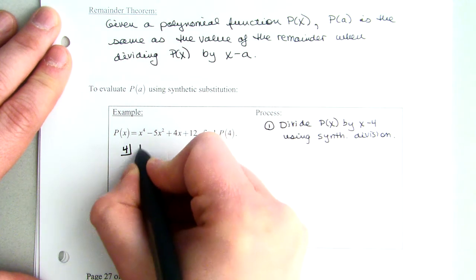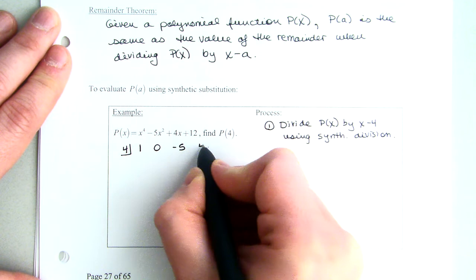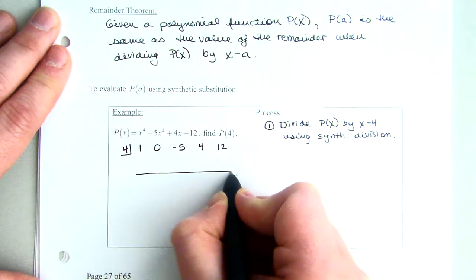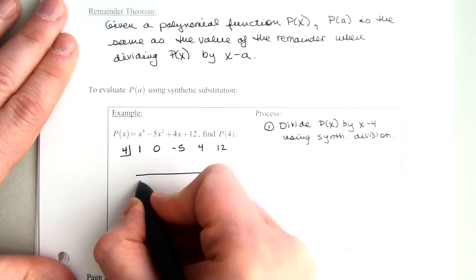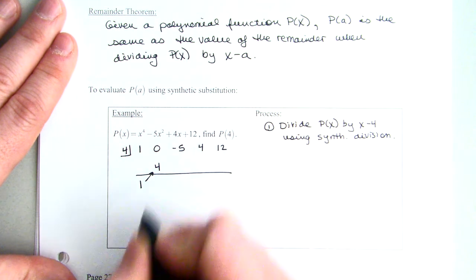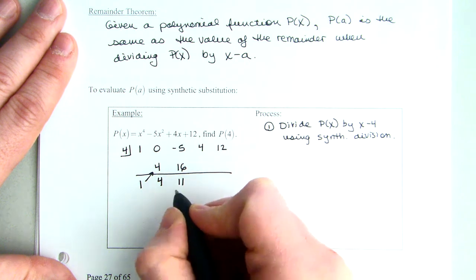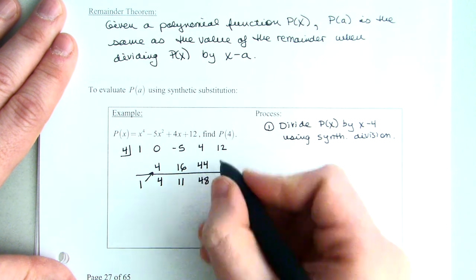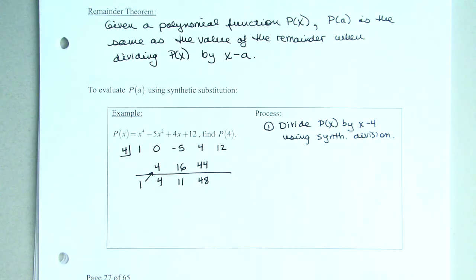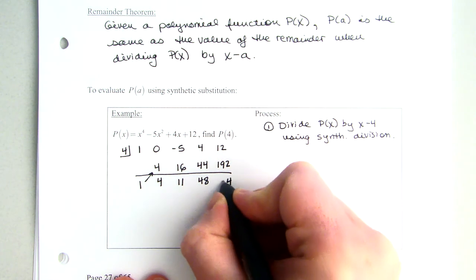I'm going to list out my coefficients. 1, notice there isn't an x cubed term, so 0, -5, 4, and 12. I'm going to do my normal synthetic division that we just got pretty good at. Down 1, up 4, down 4, up 16, down 11, up 44, down 48, up, here I'm going to go to my calculator just to be safe. 48 times 4 is 192, down 204.